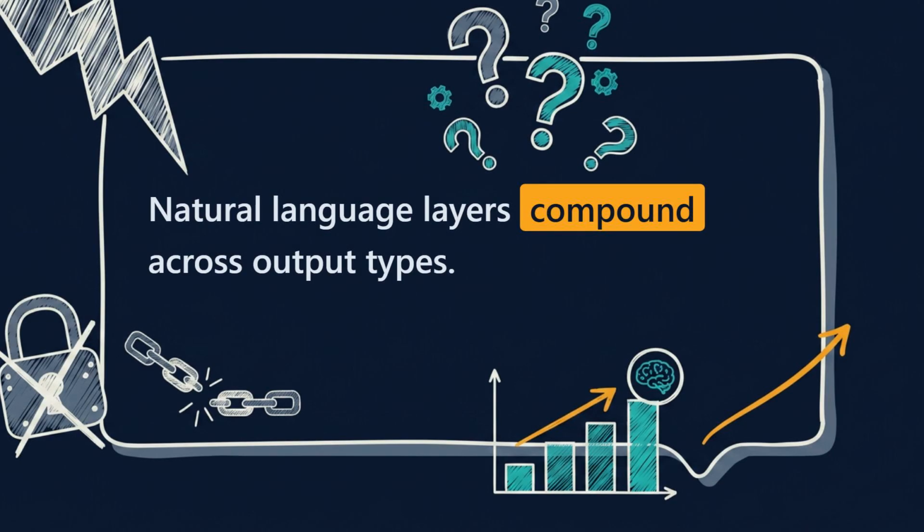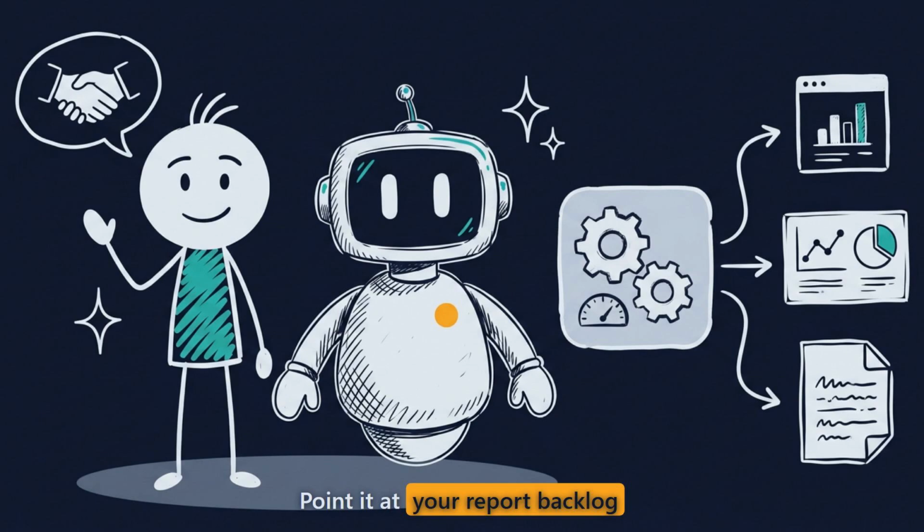Which brings us to the line I would leave on the wall. Natural language layers compound across output types. Solve the hard middle once, and every output after that is a planner and a renderer, not a research program. Think about what that does to a report backlog. Invoices, statements, packing summaries, quarterly statements. Every one of them becomes a description and a chat window instead of a ticket and a sprint. This pipeline points at whatever your business has to put on paper.